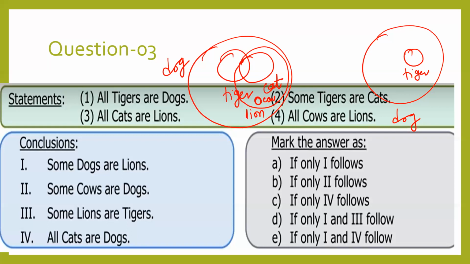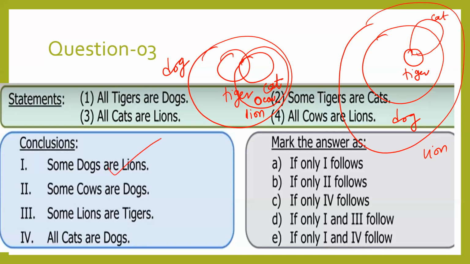Some dogs are lions. So if I see, some tigers are cats, and all cats are lions. Some dogs are lions. Here you are getting all dogs are lions, and here you are getting some dogs are lions. Yeah, in all cases this is true.